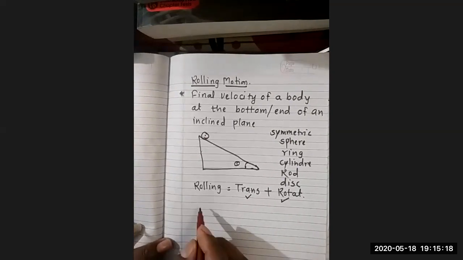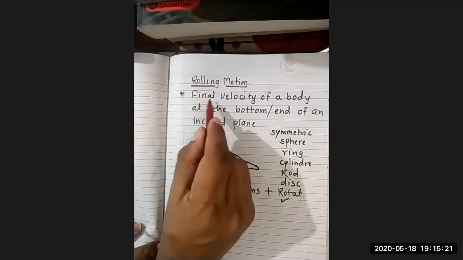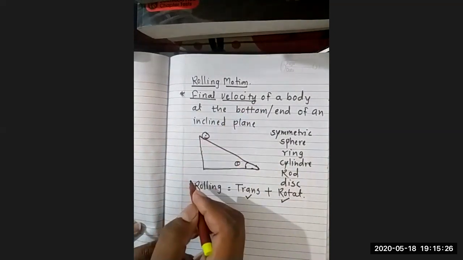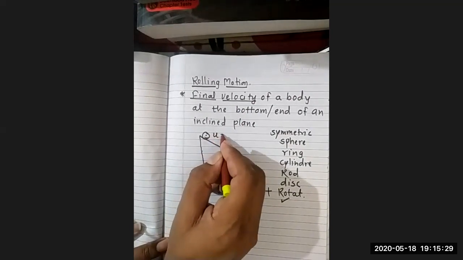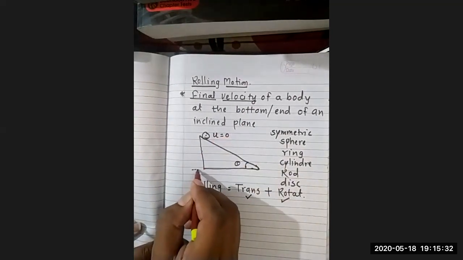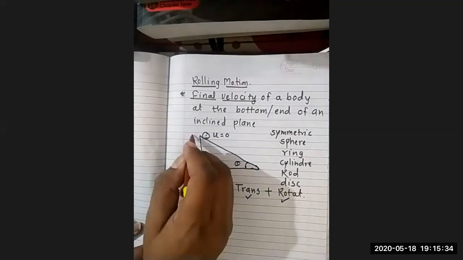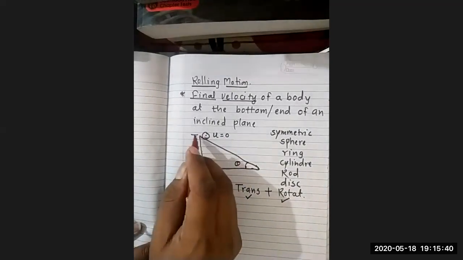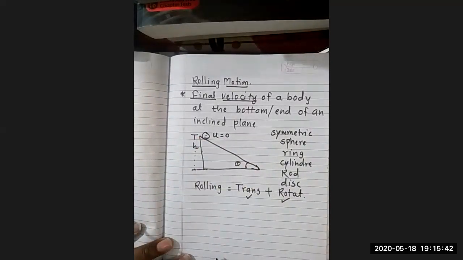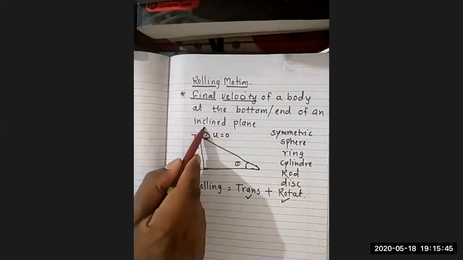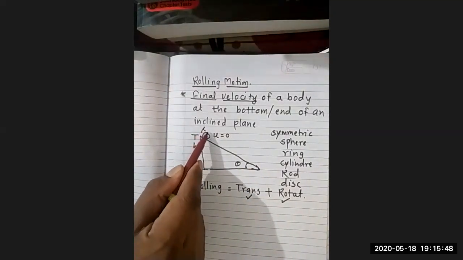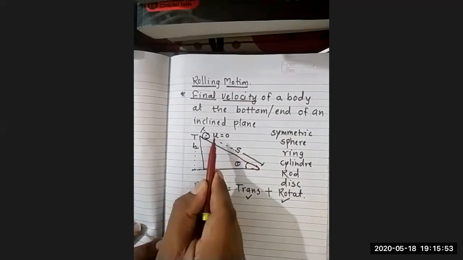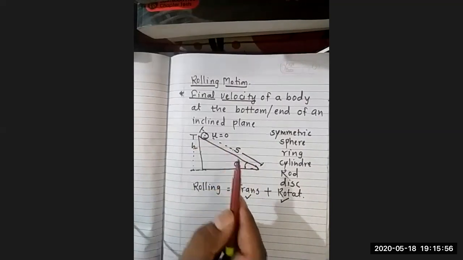So we want to find out the final velocity. What we want to calculate here is the final velocity. For example, at the top of that inclined plane, the velocity of the object is equal to 0. The height at which the object is situated at the top, I am going to take as h. And the total displacement, the distance traveled by the object from top to bottom, I'm going to take as s, right?